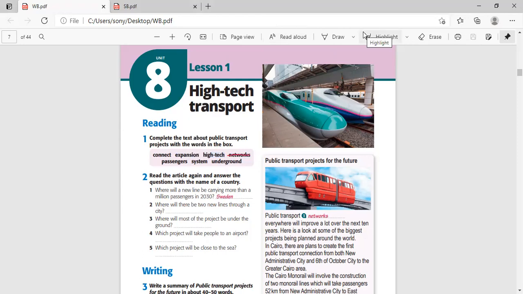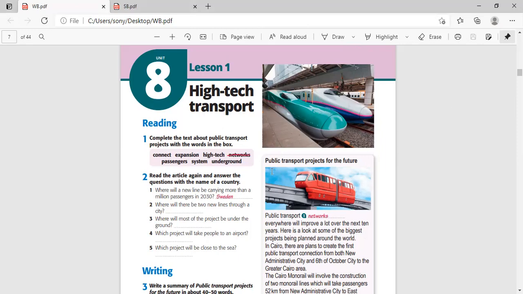Network, a system that has a lot of connected parts. This is called network. Passengers are the people who use transport. People who use transport to go from one place to another are passengers. System is a kind of technology used to organize new or high tech. Underground, for example, there are trains that go underground, way under the ground.